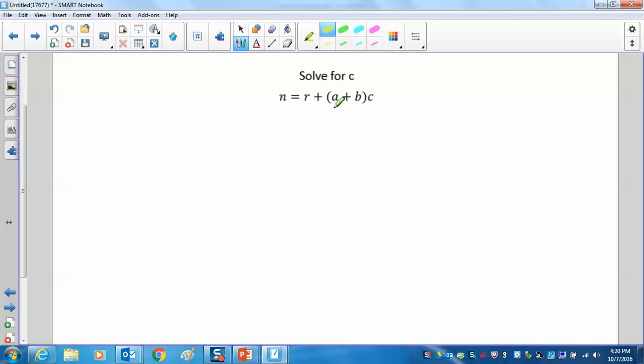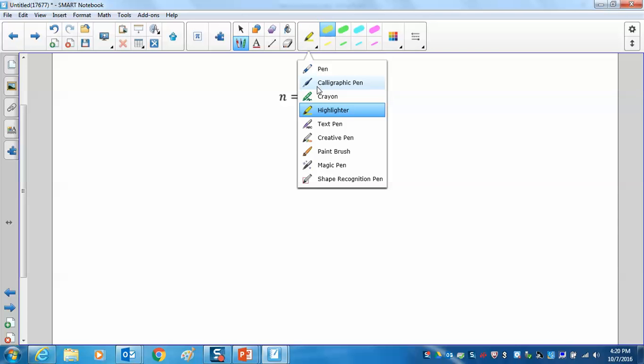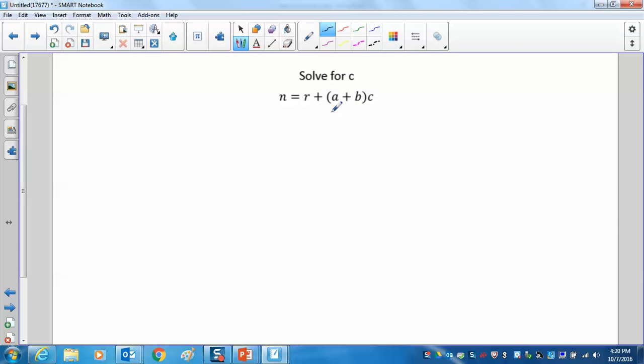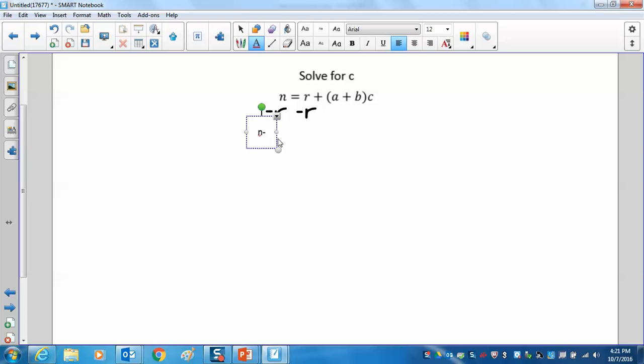Let me use a pen. This whole term has a c in it. And then we have a second term on this side, r. So first we need to move the r. If we can move the r, we're one step closer to getting c by itself. So I'm going to subtract r from both sides, minus r on the right. So I need to subtract r on the left. When I do that, on the left, I have n minus r.